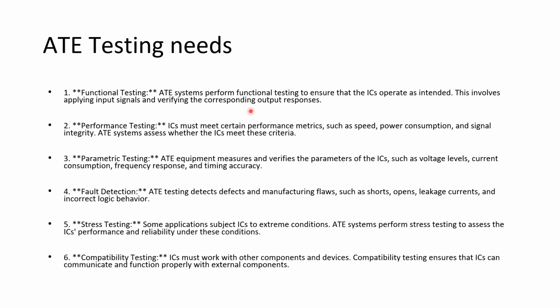Functional systems perform functional testing to ensure that ICs operate as needed. This involves applying input signals and verifying the corresponding output responses. Your simulator will give the correct response, while your DUT, the actual silicon, may give a different response. The tester will match the expected response against the actual response and say test pass or fail. If you run any lab one, you will understand what it is.